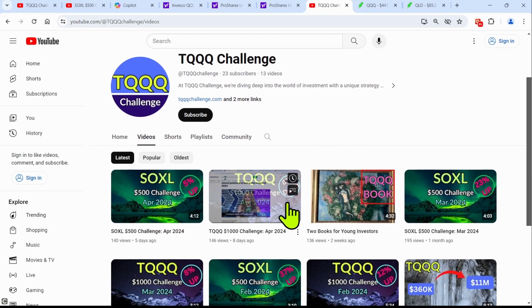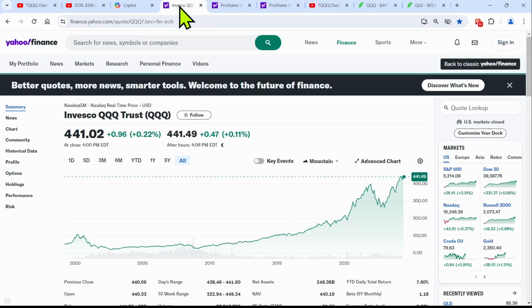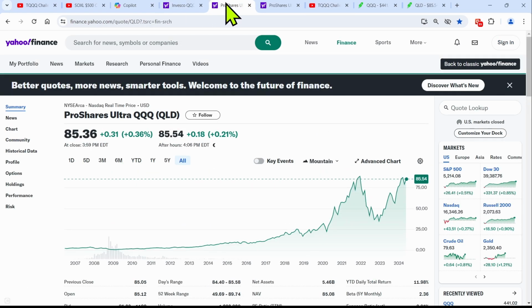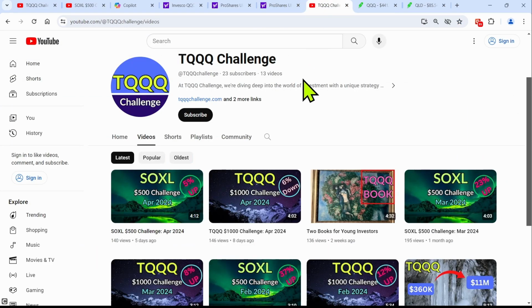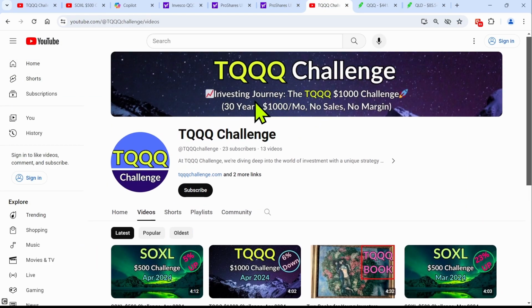Every month, I'll invest $500 each in QQQ and QLD for 30 years, adhering to 3 fundamental rules: monthly investment, committing to buying $500 of QQQ and $500 of QLD each month. No sales. Resisting the urge to sell any shares throughout the 30-year period. No margin. Strictly avoiding borrowing money or margin trading.